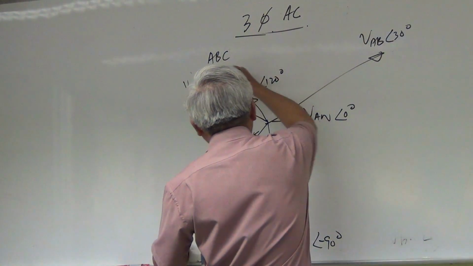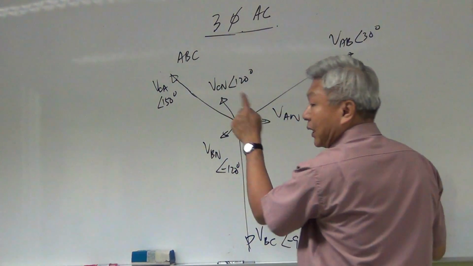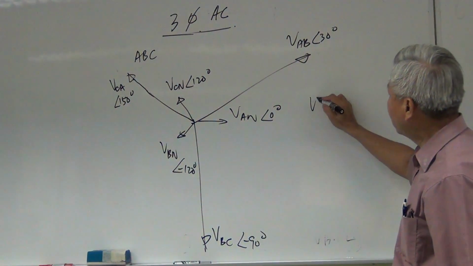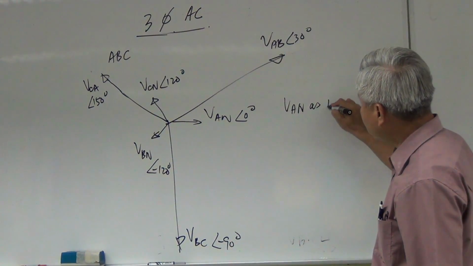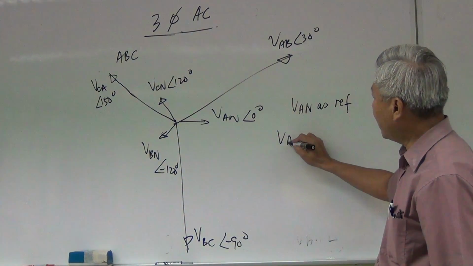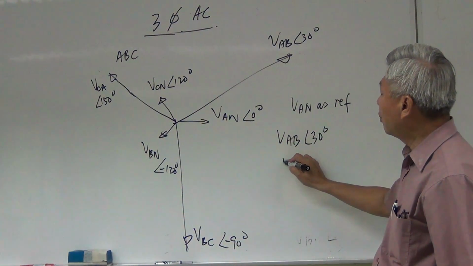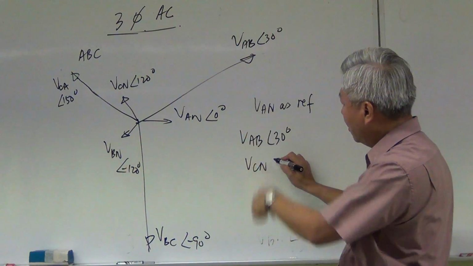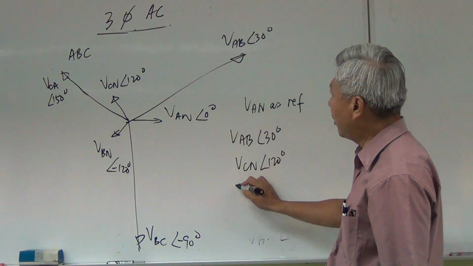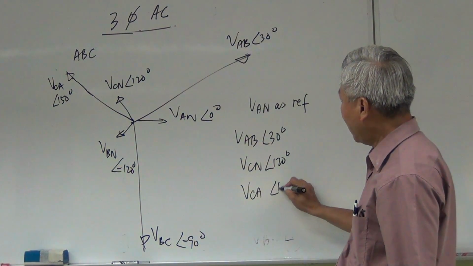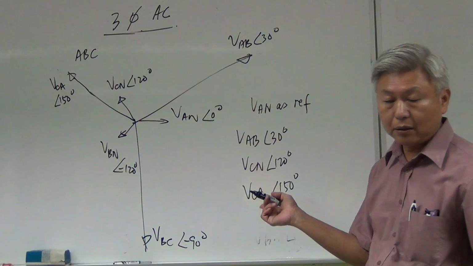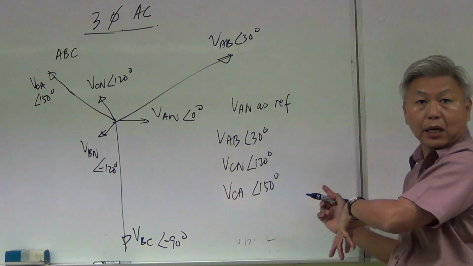Okay, so now are you able to answer this question by looking at the diagram? If I say VAN as reference, what is VAB? Of course it's 30 degree. How about VCN? 120. How about VCA? 150. No issue, right? Because just look and the answer is up.